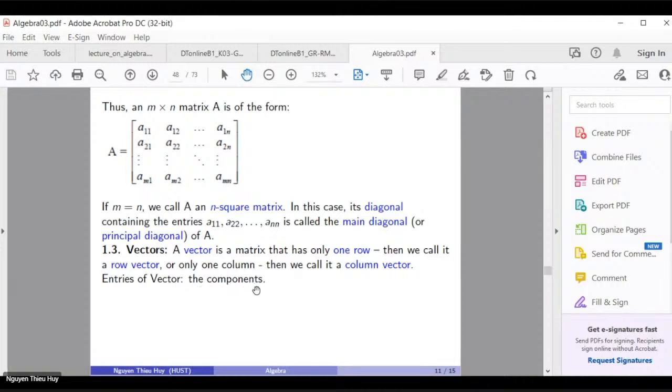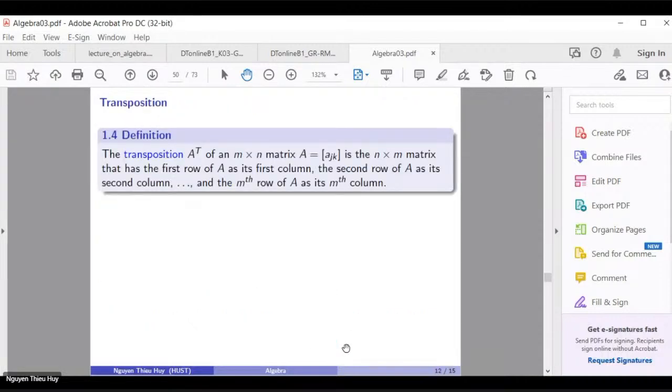Here you have an example of a row vector, because the matrix has only one row. The entries here are called components. You see the first component, second component, and so on, the last component. Whereas this B has only one column, so we call this a column vector. And here the entries are also called components: first component, second component, the last component. Okay, and now we are going to the next operation.